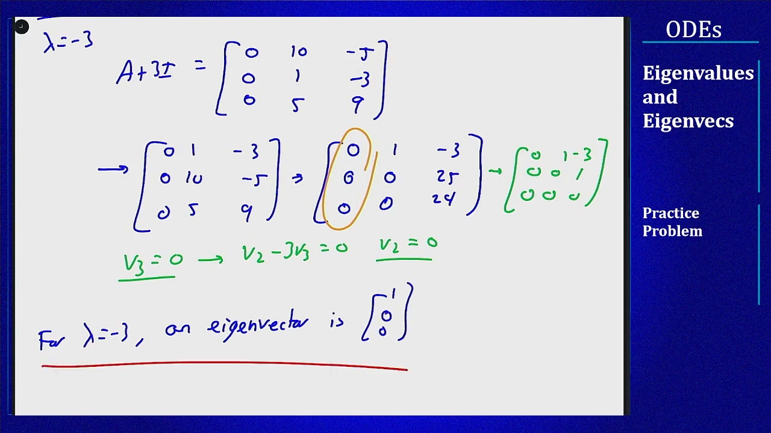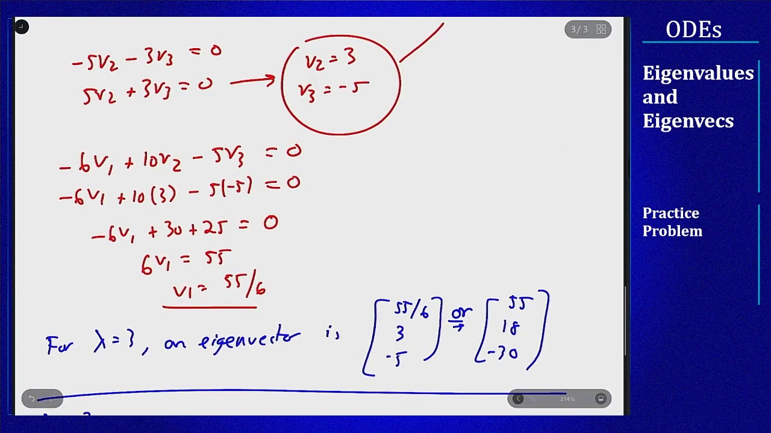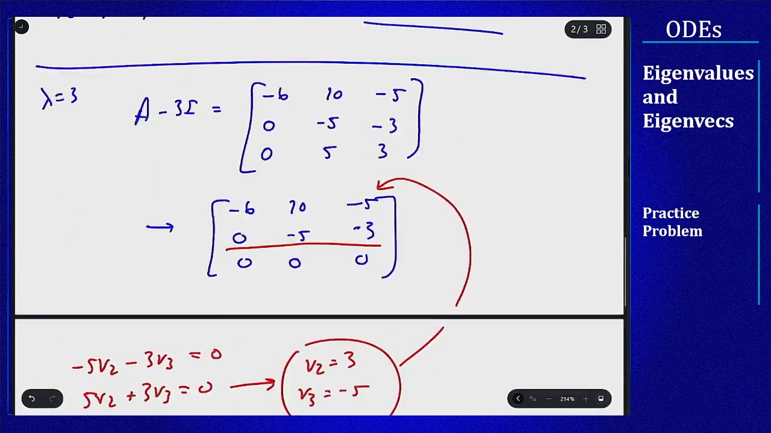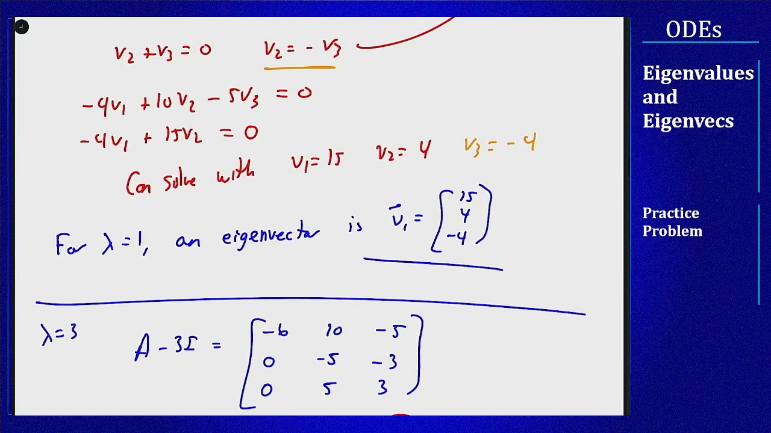There are your 3 eigenvalues and 3 eigenvectors here. For negative 3, it's (1, 0, 0). For 3, it's (55, 18, -30), or a scaled version of that. And for 1, it was (15, 4, -4). That's how you go through this problem of looking at a matrix, finding its eigenvalues, and going on to find the corresponding eigenvectors by row reducing and by solving these equations you need to find these different quantities.